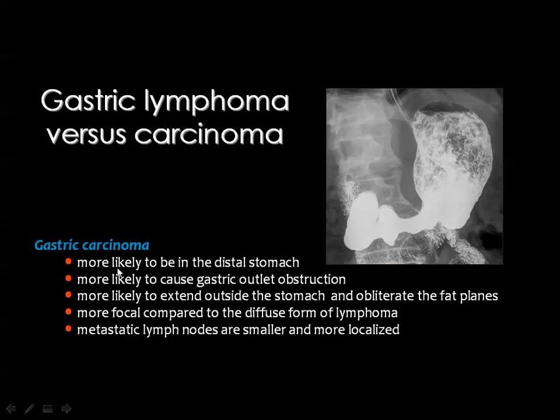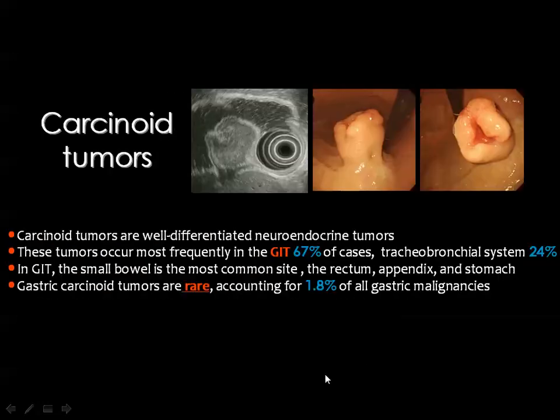Carcinoma is more likely to be in the distal part of the stomach. Carcinoma is more likely to cause gastric outlet obstruction, is more likely to extend outside the stomach, invading the adjacent structures, and is more focal compared to the diffuse nature of lymphoma. And the metastatic nodes from gastric cancer are usually small, more localized, and contain necrotic centers.